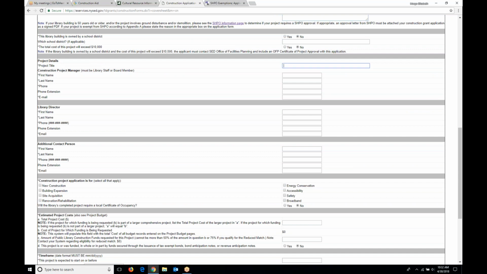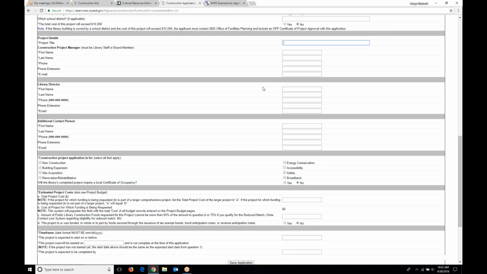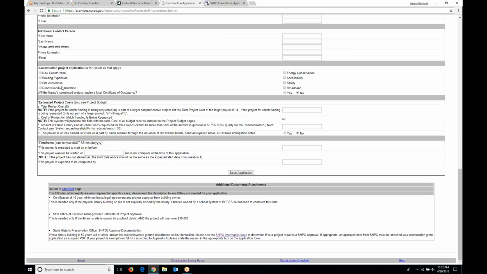Project details, they want a descriptive title for your project. So it can't be like the rebirth of the Wissahickon Library. It has to be the paving of the Wissahickon Library parking lot. This is where you put the library director. It's good to have an additional contact person just in case. And then you have to give it a general area that this construction project sort of falls into. Is it new construction? Is it energy conservation? Is it an accessibility project? For some of you, new construction will also be an accessibility project.